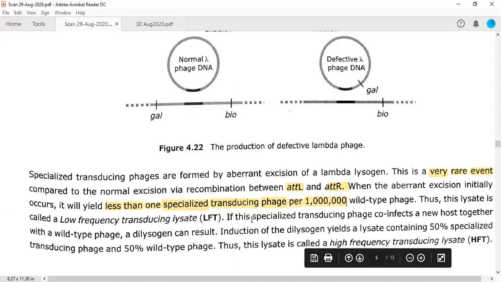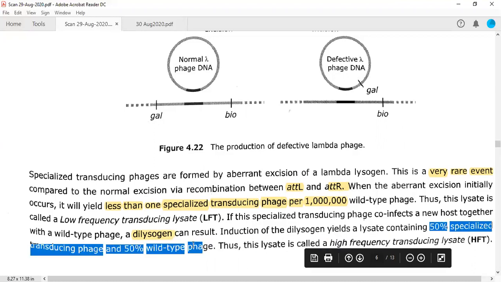And if this specialized transducing phage co-infects a new host together with wild type phage, this is called a dilysogen. Dilysogen is formed if this low frequency phage is co-infecting a new host, some E. coli cell, together with the wild type lambda phage. So a dilysogen will result, because induction of the dilysogen yields a lysate containing 50% specialized transducing phages and 50% wild type. What will happen?